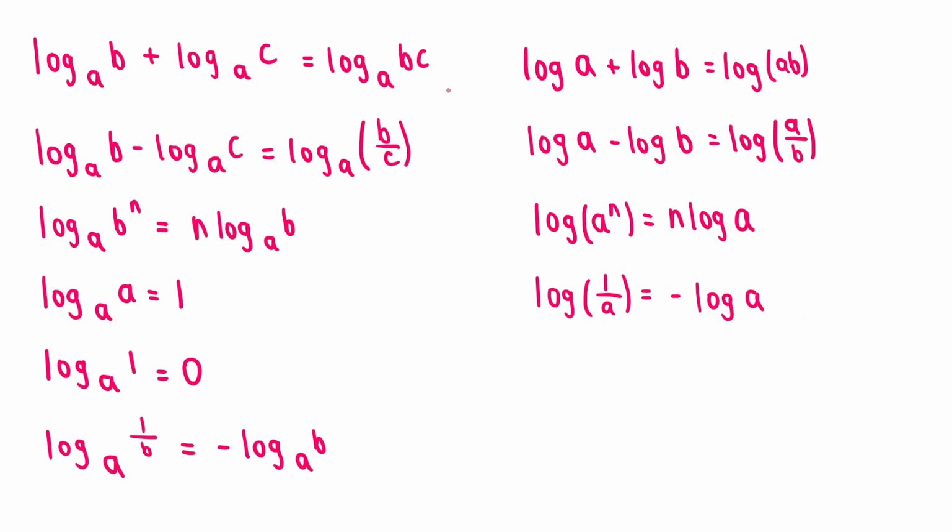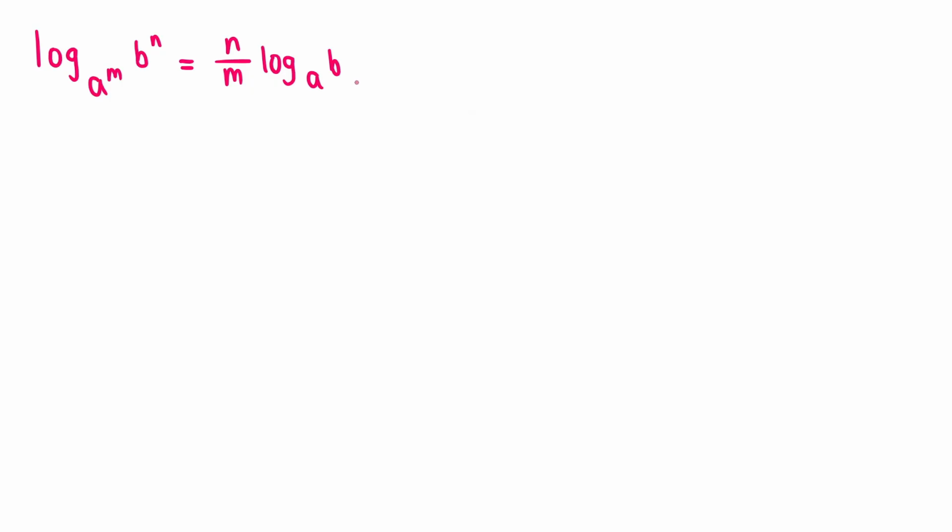In the previous videos, we have established a few properties of logarithms listed here. In particular, the power rule states that log base a of b to the n equals n times log base a of b. I would like to introduce another property which is similar to the power rule, but takes the base into account, and it's what I'd like to call the extended power rule. The extended power rule is log base a to the m of b to the n is equal to n over m times log base a of b.